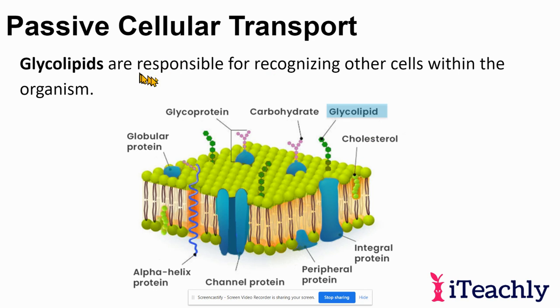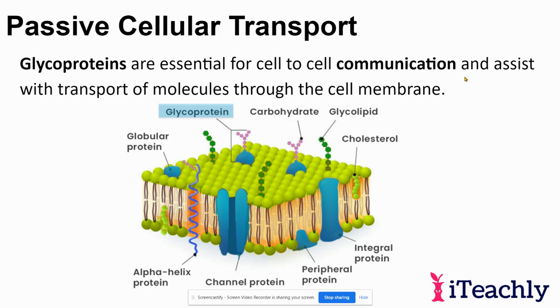So this is important for recognizing other cells. This is cell recognition. If it doesn't recognize you, it will try to fight you. This is important if you get a liver transplant or something. They make sure your glycolipids match up so you don't reject the donated organ. That's the idea. All right.